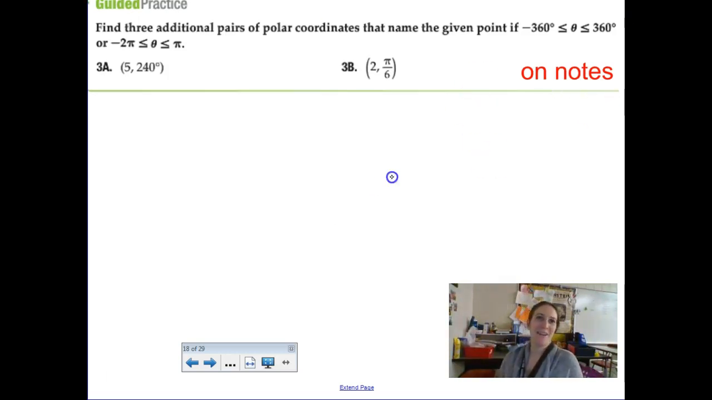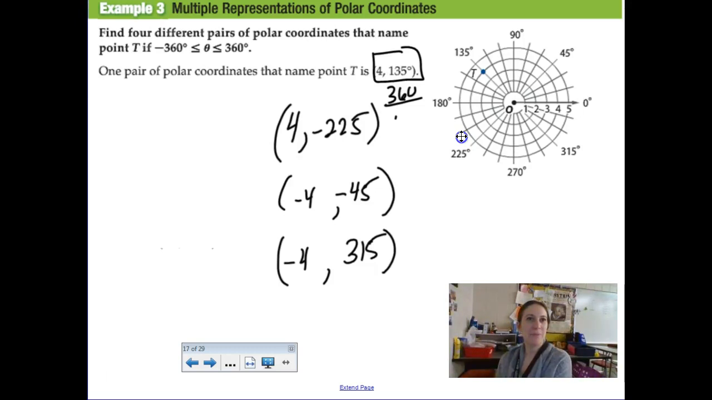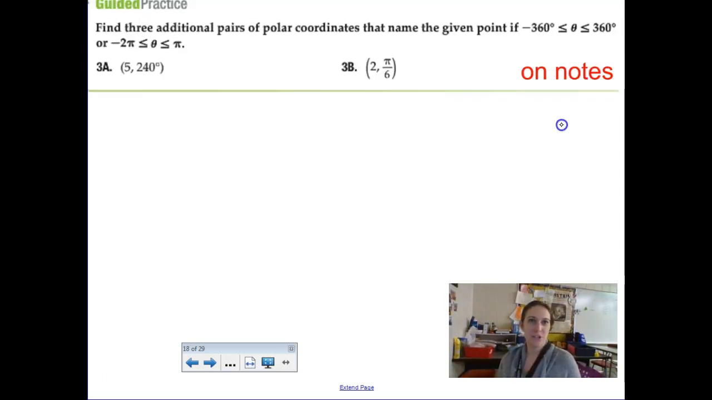So here it says find 3 additional pairs of polar coordinates. So this is on your notes. I think it would help us if we kind of had it graphed out, or at least sketched. And you know what my sketches usually look like. They're not great, but that's okay. So I'm going to pretend that I know where 240 is, which I totally do. It's right here. But then remember how we have these weird circles in polars? So it's like 1, 2, 3, 4, 5.